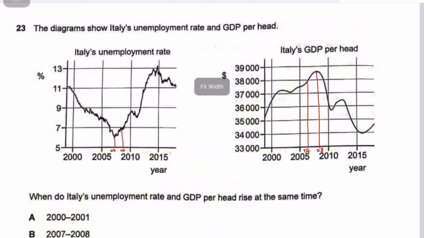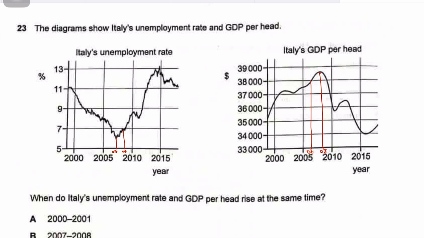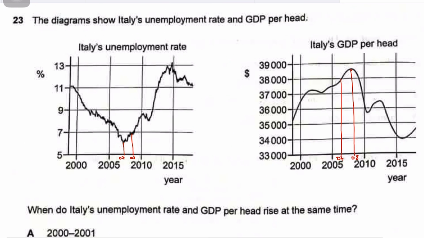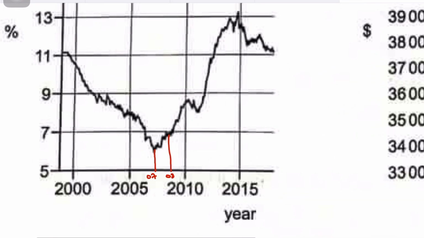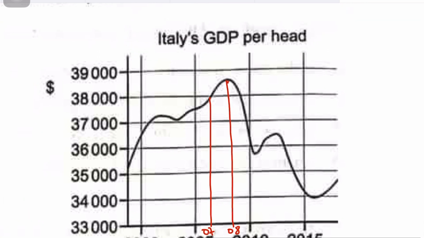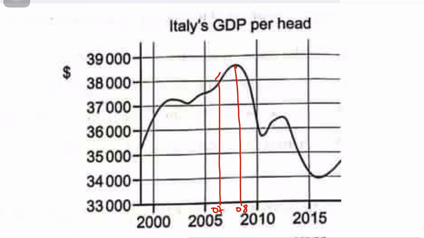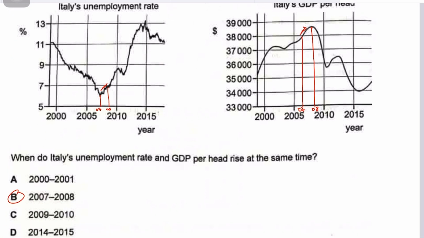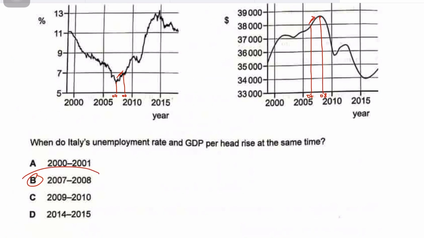Okay, question number 23 says the diagram shows Italy's unemployment rate and GDP per head. When do Italy's unemployment rate and GDP per head rise at the same time? The answer is B, because you can see that in B, the unemployment rate between 2007 and 2008 is rising, and during this time, we can see that Italy's GDP per head is rising as well. The graph is going up. So this is the only time period where both are simultaneously increasing. So the correct answer should be B, between 2007 and 2008.